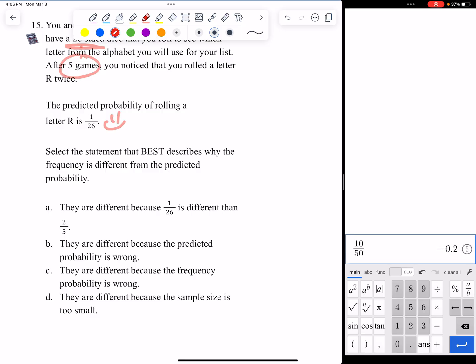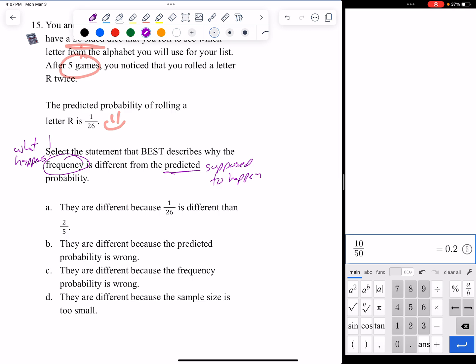Okay. So you got to know the difference. And they waited till the end for this one. All right. So frequency is how often it happens. So that's what happens in real life. The predicted probability is what's supposed to happen.